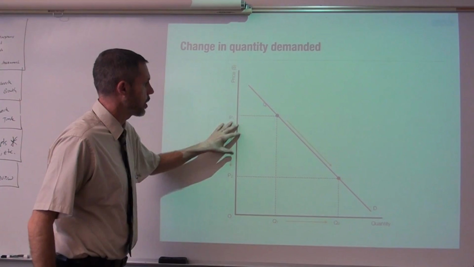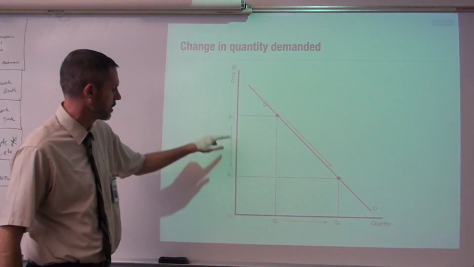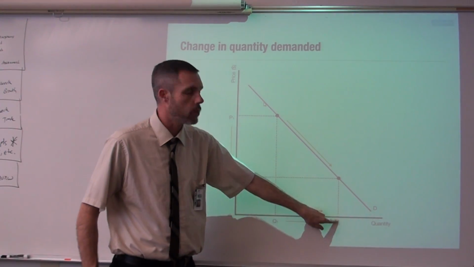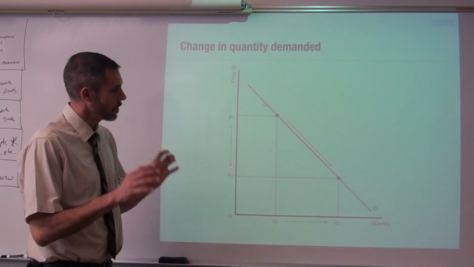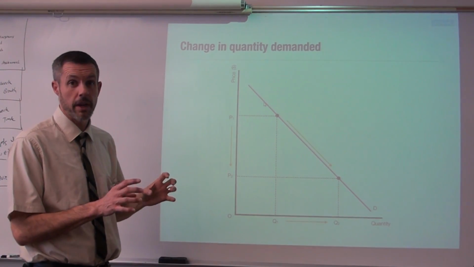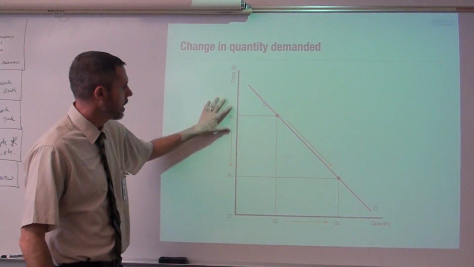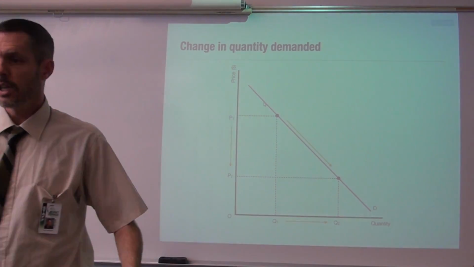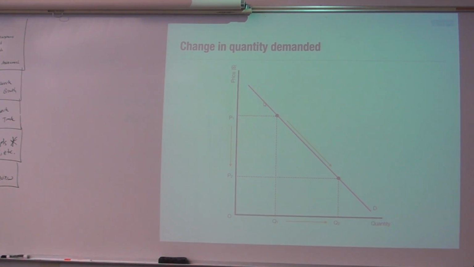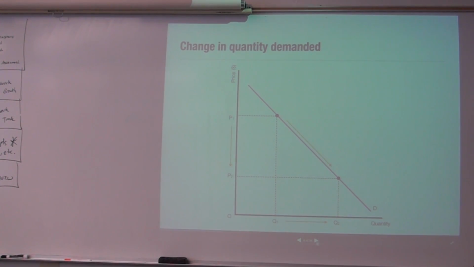And because of that, if price changes, it is a movement along the demand curve. Price 1 to price 2, more quantity demanded. We say that we hold everything else constant, ceteris paribus, except for price. Lower the price, greater the quantity demanded. Higher the price, lower the quantity demanded. Remember that relationship, and remember demand is downward sloping.